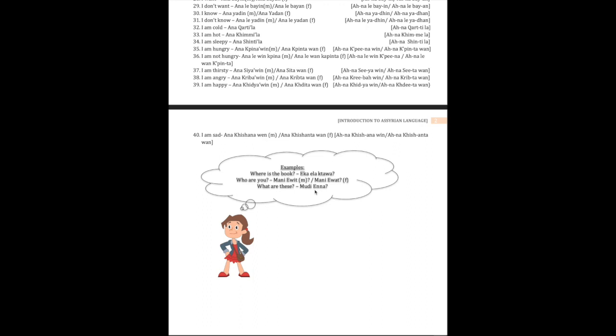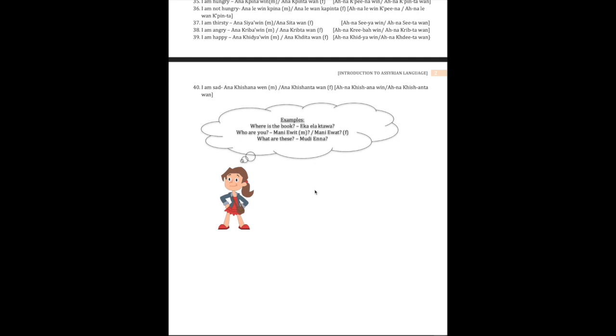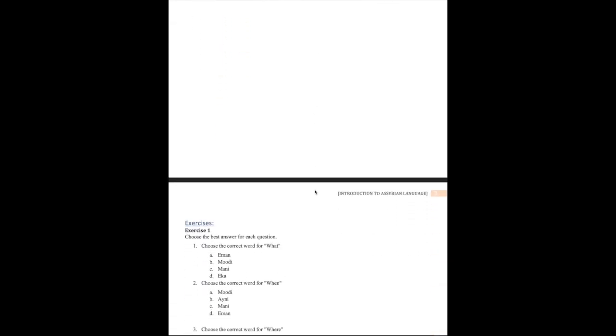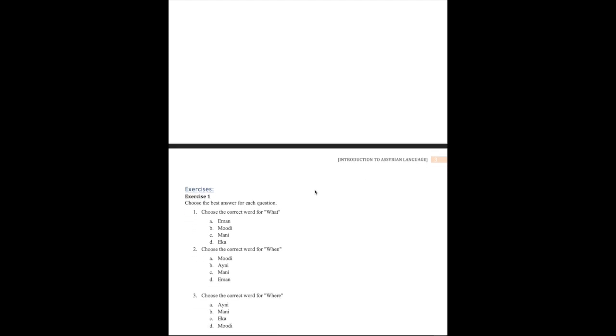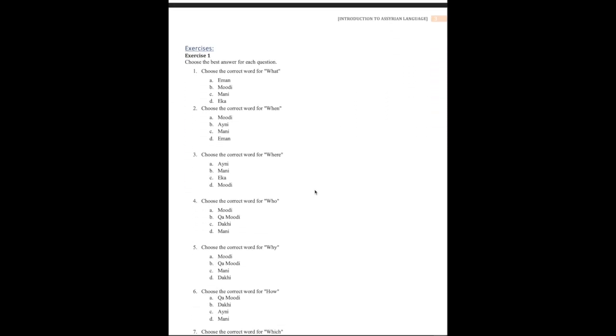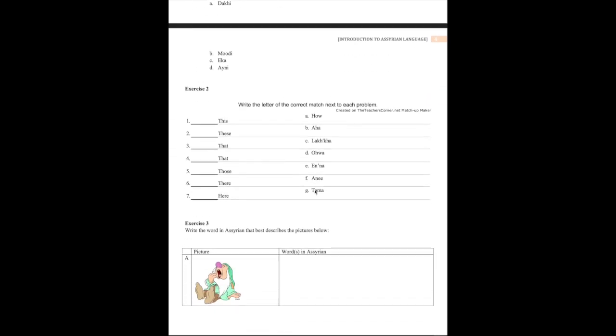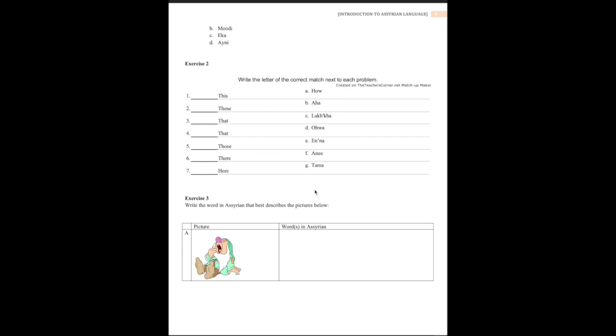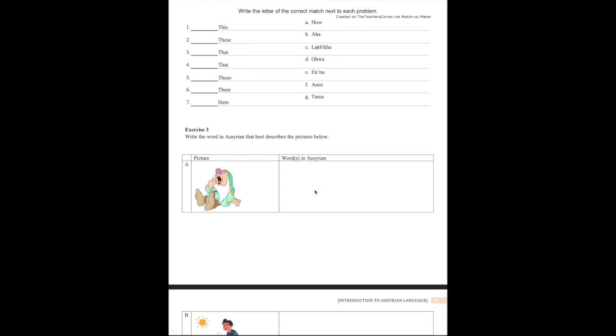That concludes the vocabulary portion of this lesson. I have included exercises in this lesson to help you remember what we have learned. The first exercise is to choose the best answer for each question. The second exercise is to write the letter of the correct match to each word. And the third exercise is to write the word, or if you'd like, the phrase that best describes the pictures below.